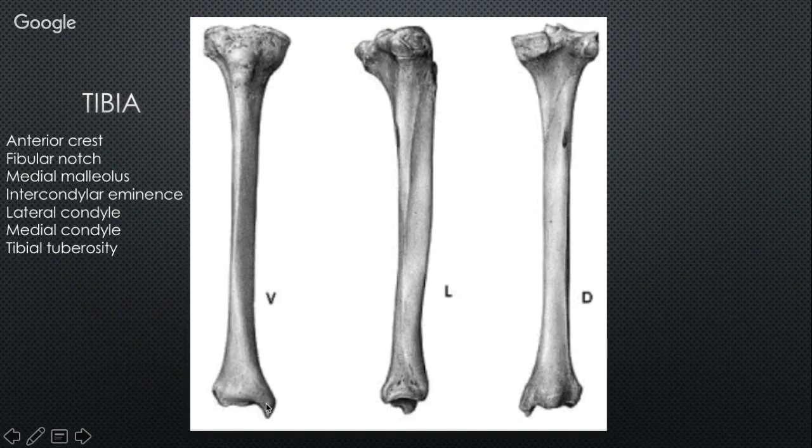And then once you know medial malleolus, you can go directly up, and this is the medial condyle. And of course, this one's the lateral condyle. And then the intercondylar eminence right here. Intercondylar eminence. I think that's about it for the tibia.